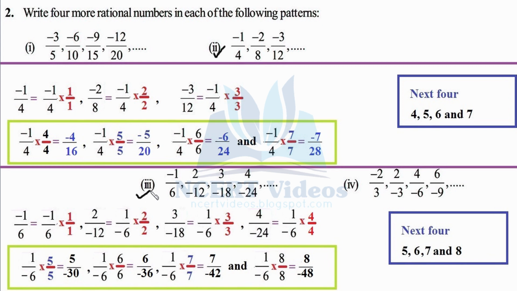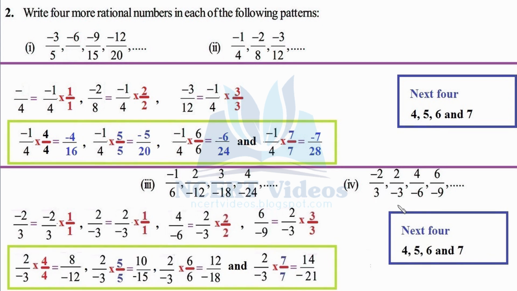Likewise, we'll do for the fourth part. Fourth part, minus 2 over 3, 2 over minus 3, 4 over minus 6, 6 over minus 9. If you observe here, now you can see in the second rational number the same number has been written, only the difference is that the minus sign has been shifted towards the denominator from the numerator. So first of all, we will write the given rational numbers minus 2 over 3, this, and this. Now we will try to find the pattern. So in the first one, it is very easy. If you multiply it with 1 on both numerator and denominator, you will get the same number. Here, values are not changed, only the sign has been changed. So here we can shift the base value negative sign towards the denominator and multiply it with 1 only. So we get 2 over minus 3.